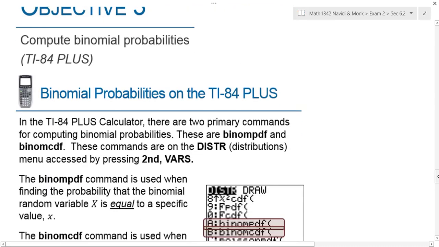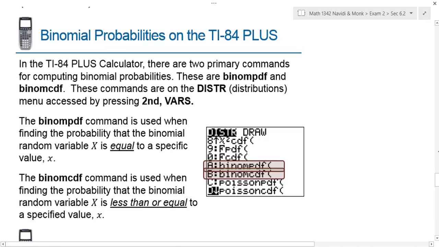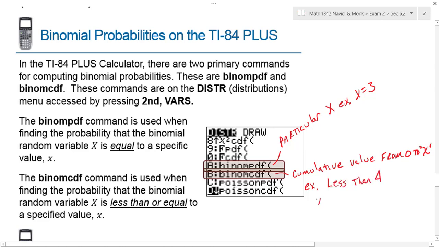Objective 3 is finding probabilities using the binomial probabilities on the TI-84 graphing calculator. I said we use the PDF if you want a particular value, for example, x equals 3. We use the binomial CDF for a cumulative value. So for example, if x was less than 4, then x would be equal to 0, 1, 2, and 3, and that would be the binomial CDF where x was equal to 3. And you would need to put in numbers for n and p depending on what the problem is.